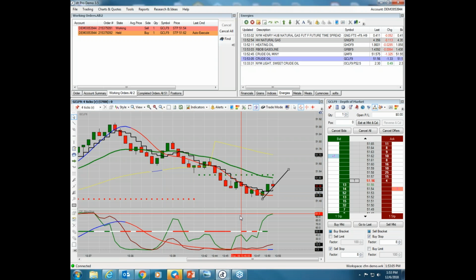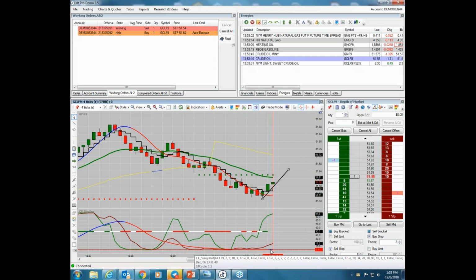All right, so let's see. Again, the high was 59. The low should be 55, right? So that's why I have the order in at 54. That trend line is required because the cycle turned blue.